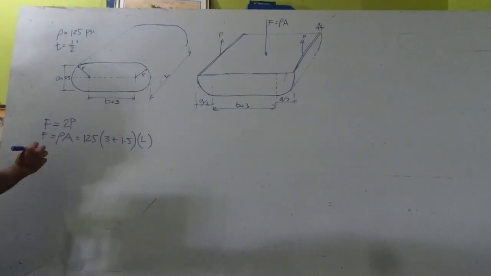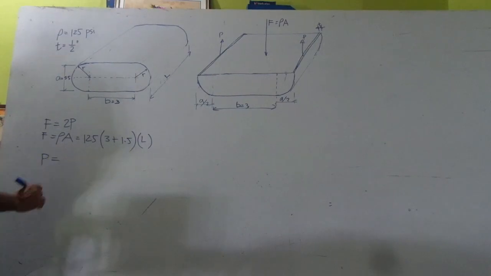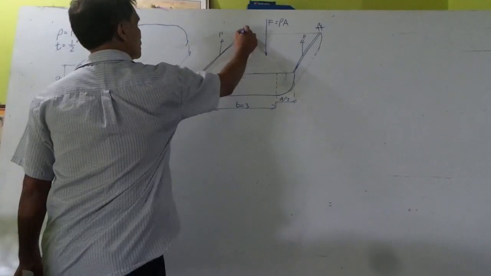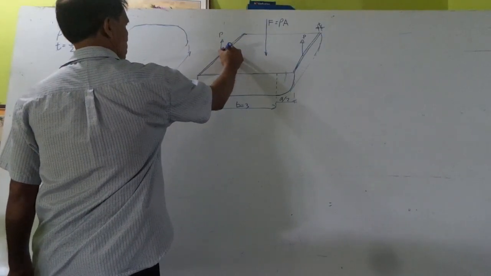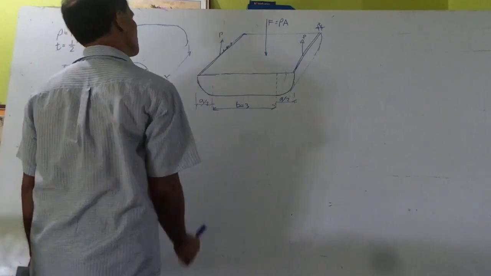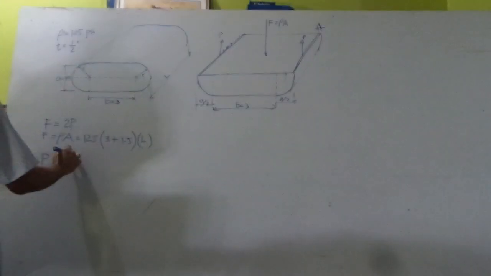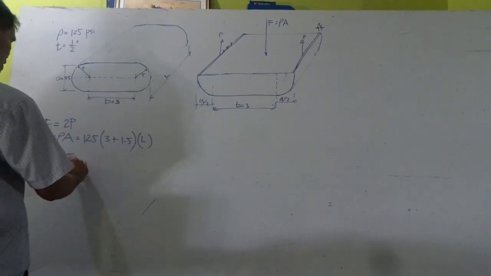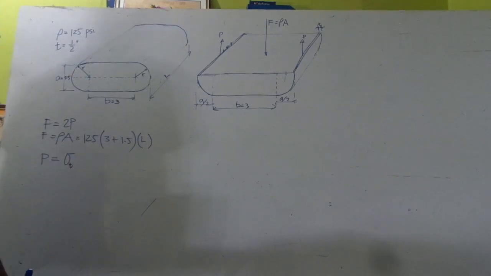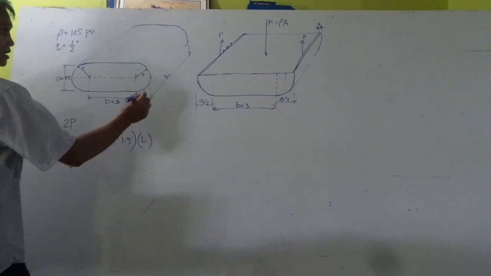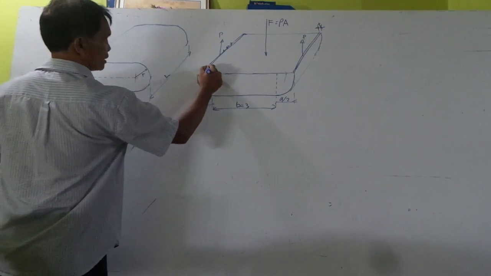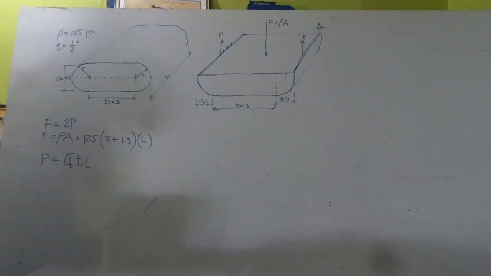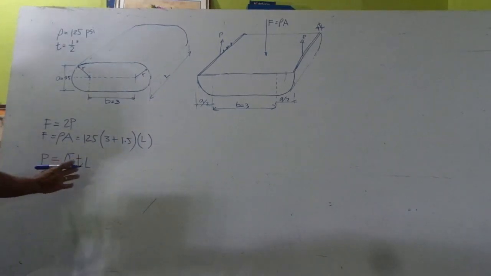Then our P is the total stress on one side only. P is just equal to the tangential stress times its area. The area is the thickness times length. Thickness times length. So okay, substitute there.